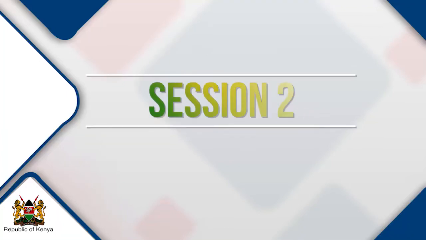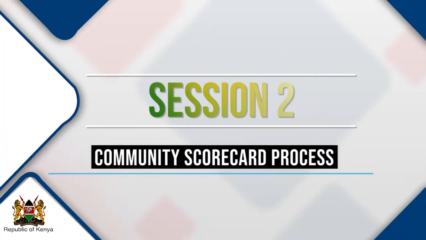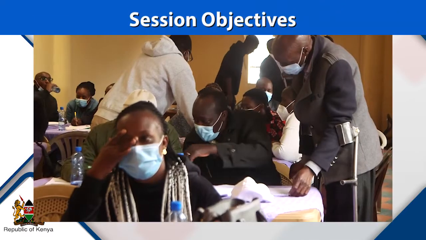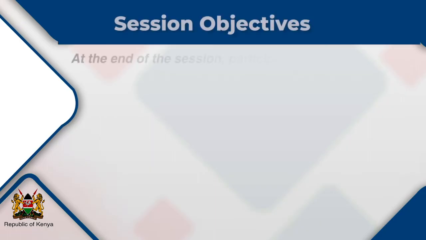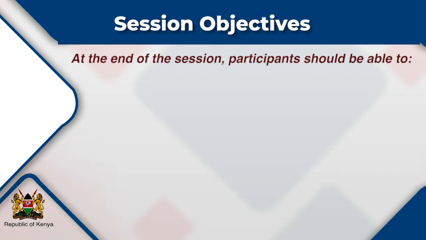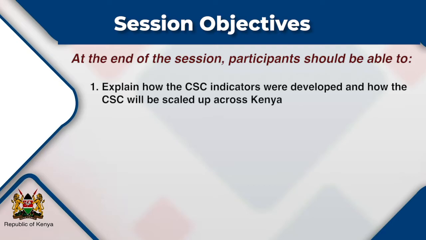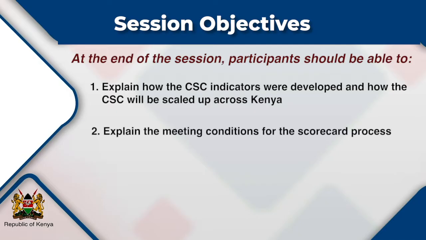Session 2. Community Scorecard Process. Session Objective. At the end of the session, participants shall be able to: 1. Explain how the community scorecard indicators were developed and how the community scorecard will be scaled up across Kenya. 2. Explain the meeting conditions for the scorecard process. 3. Explain the community scorecard quarterly process.